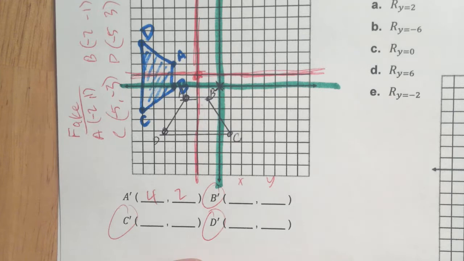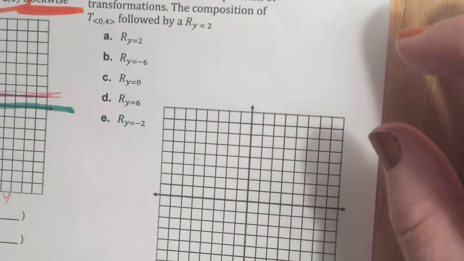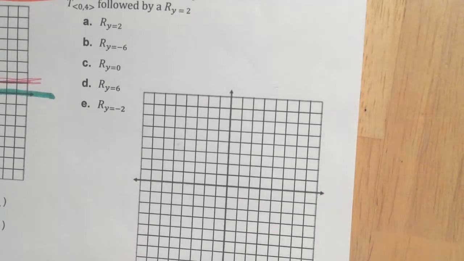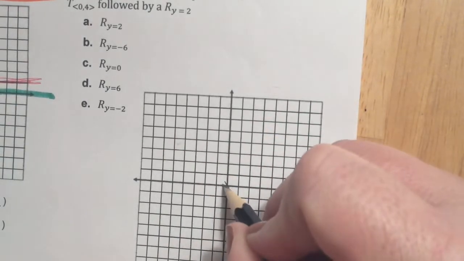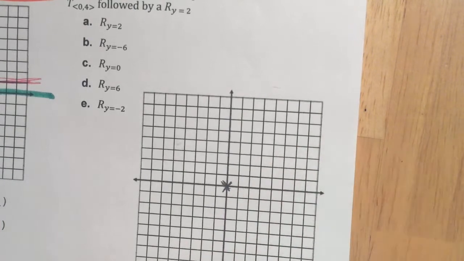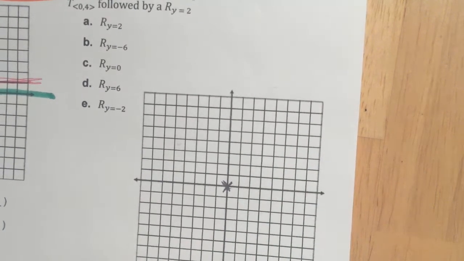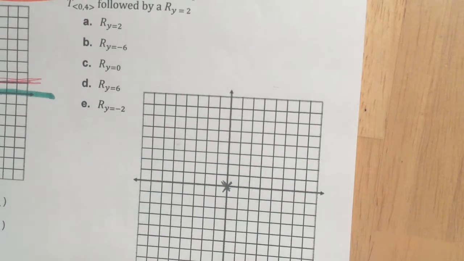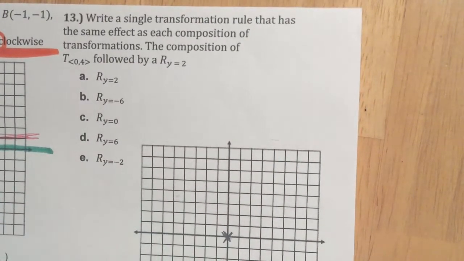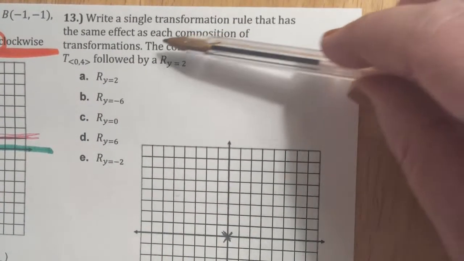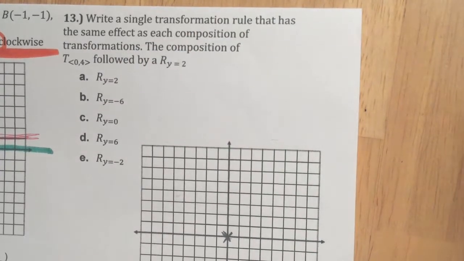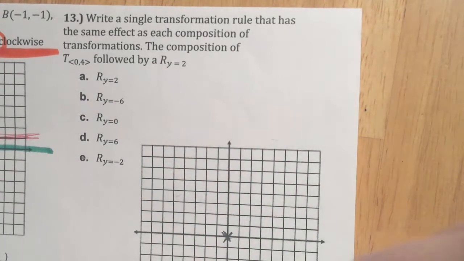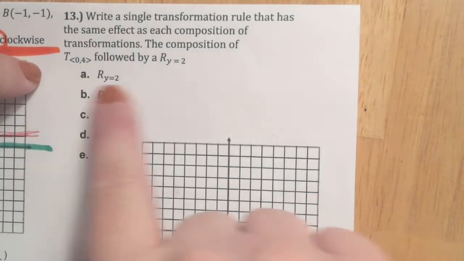All right. Okay, now number 13. So on number 13, let's see here. So here, there's 0, 0. Okay, so they want to know what would happen. What's a single transformation rule that has the same effect as this composition? So I can take any picture whatsoever, and move it around doing this stuff right here.